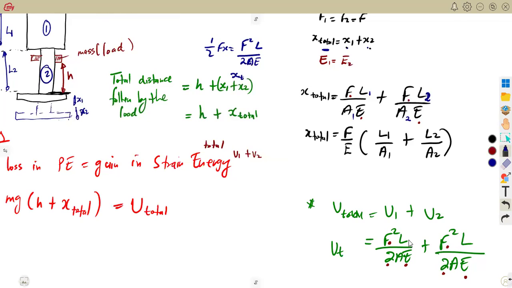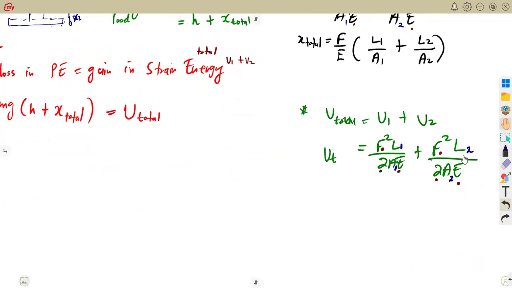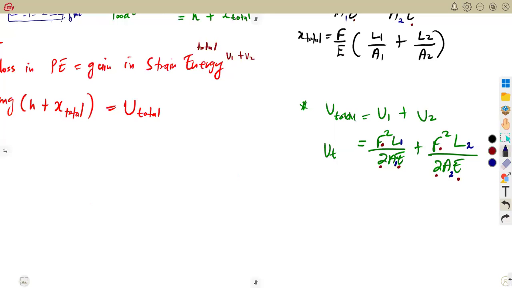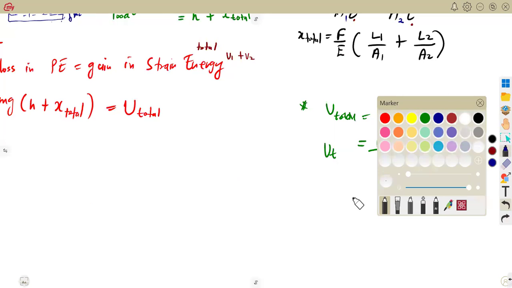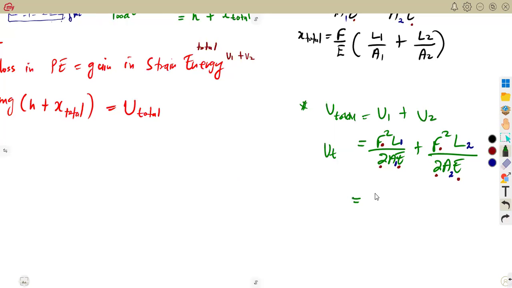affected is the length. The length of the first one and the area of the first one are not affected. The length of the second one and the area of the second one are not affected. But these ones are the same: the force, the Young's modulus. If they're the same, there's no need for me to write 1 to 1, because it's just the same thing. So I can factor it out because it's the same, F squared. I'm going to factor this as F squared, also 2E, because 2E is the same. So I factor that out.